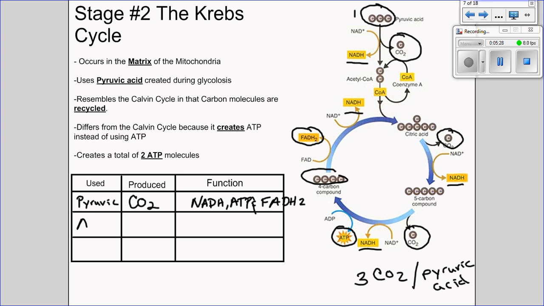And again, we have ADP being converted into ATP. Okay, so we've got two of those that will get created from one glucose. We get 6 carbon dioxide because if one pyruvic acid creates 3 carbon dioxides, if you have the second pyruvic acid from glycolysis come in, you're going to create another 3, giving you a total of 6. And you'll get a total of 2 ATP from the Krebs cycle. And the function of that is to provide the body energy.